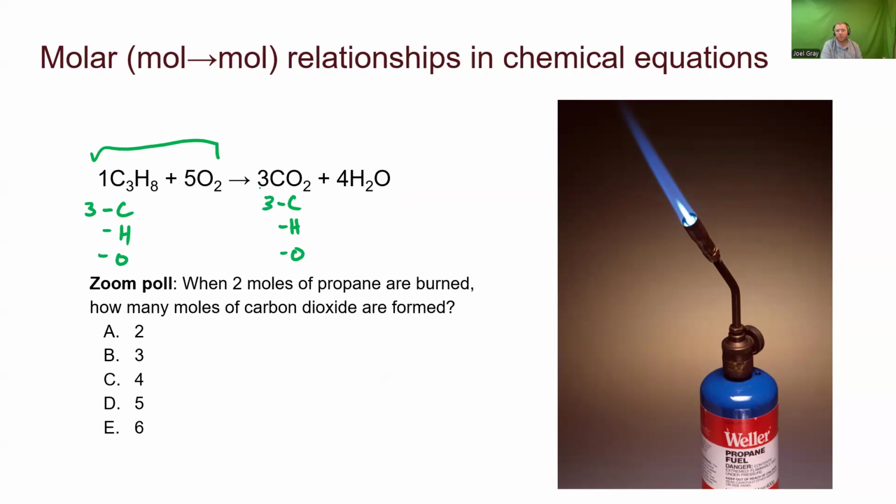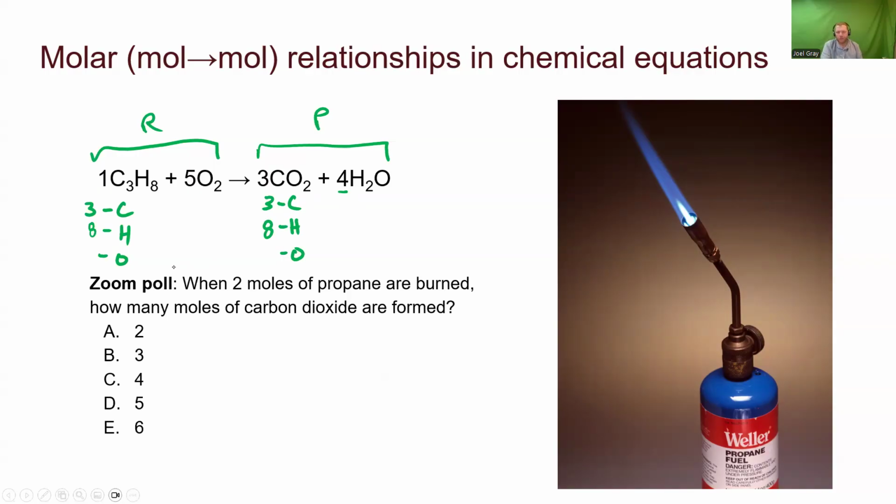There are 3 carbons because this coefficient applies to this whole thing, but this 2 only corresponds to the oxygen. So CO2, carbon dioxide. We've got 3 carbon dioxide, so we have 3 carbons. Now, how many hydrogens do we have on the reactant side? Yeah, we've got 8 hydrogens. And then how many on the product side? Great.